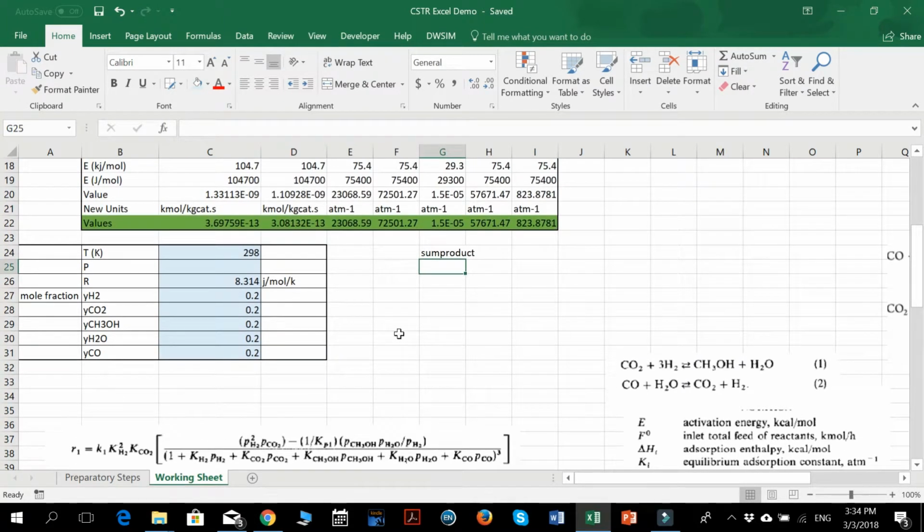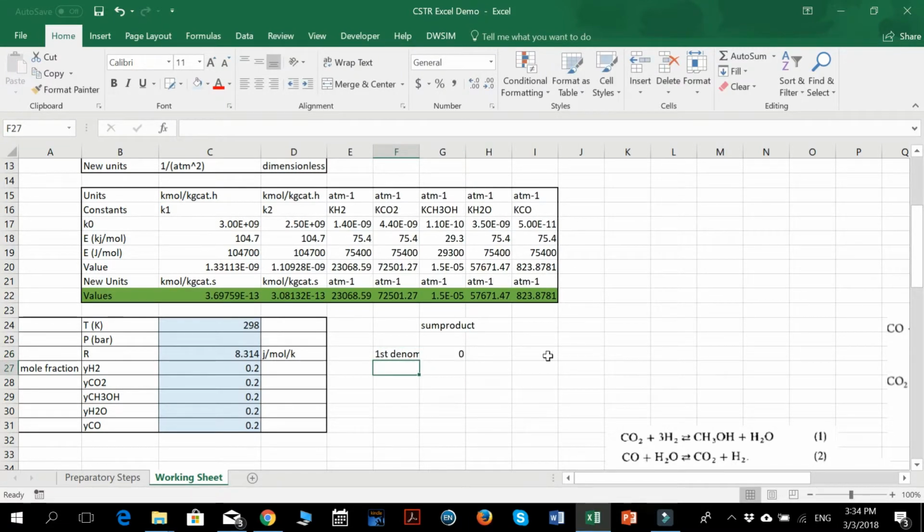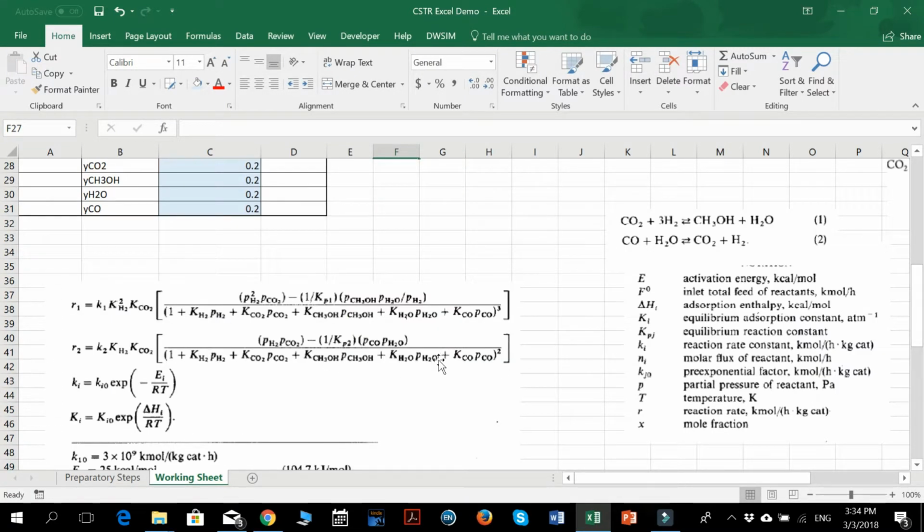So all of that is going to be very troublesome, because you're going to have to put this times the pressure, and then you're going to have to times the KH2. So that's the first denominator term. If I'm going to do it for all of it, it's going to be very long.